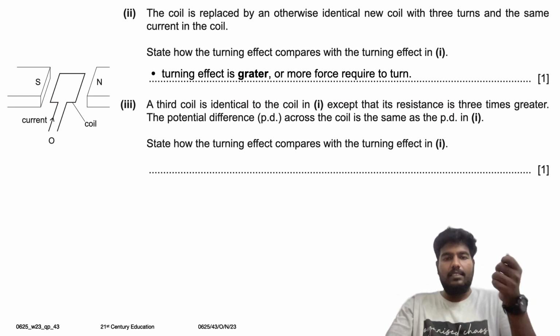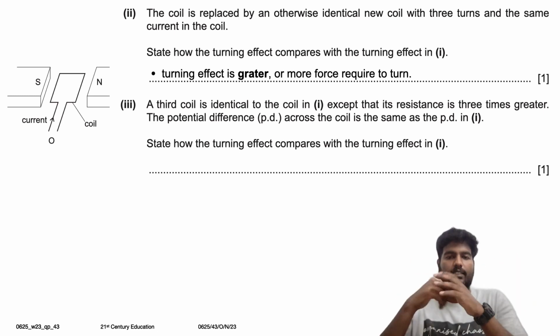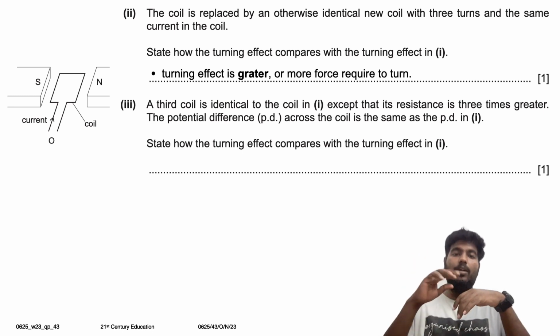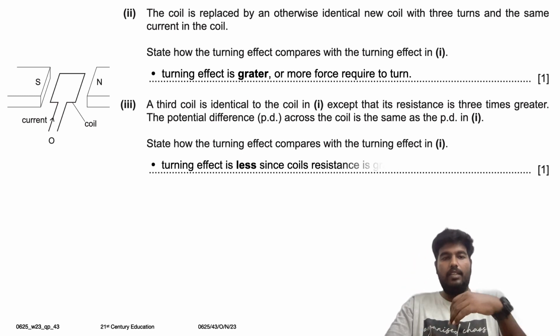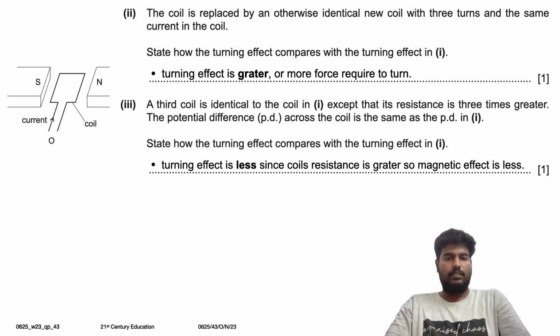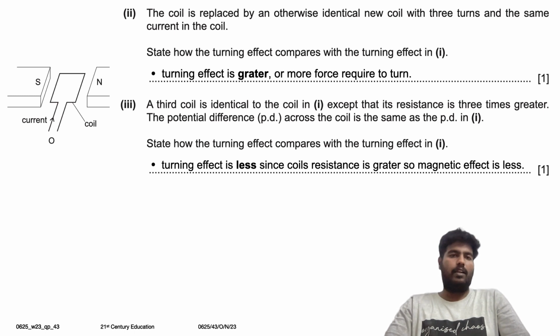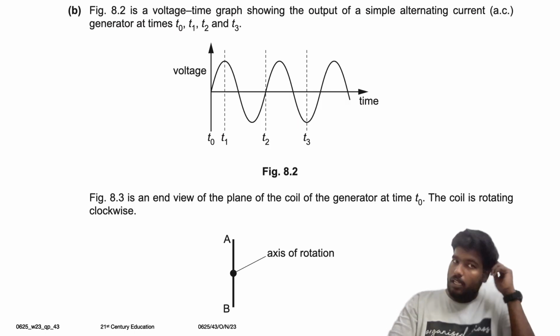So it will have less turning effect than one because of the more resistance. More resistance means less conductivity of the electricity, meaning less force. Okay, turning effect is less. Sorry for the mistake. More force, not "more force required." It exerts more force. Okay, let's move to the next part of the question.